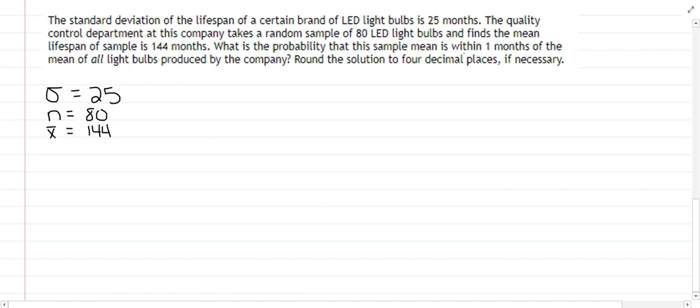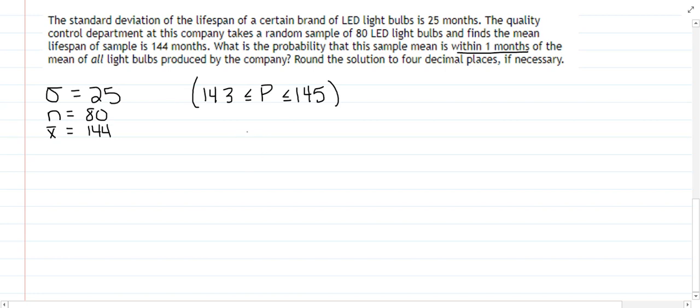Okay, so what this is asking is the probability within 1 month. So that means 1 month of 144. So that would be a probability between 143, because we would subtract 1 month, and 145, because we would add 1 month. Okay, so that's what we're looking for here.